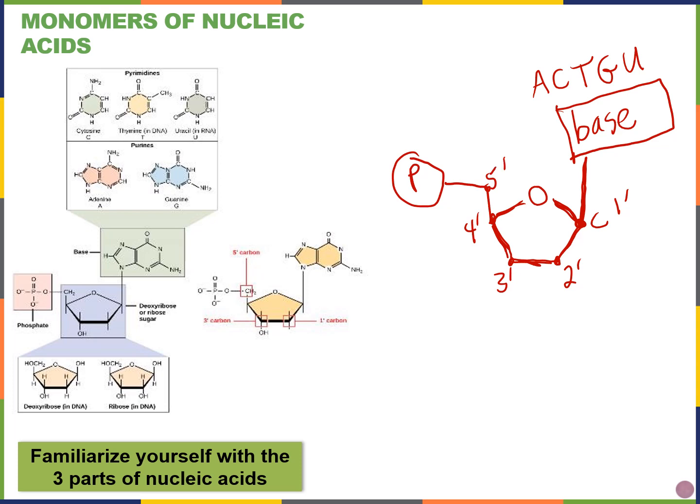And we actually say 1 prime. That little apostrophe stands for prime. 1 prime, 2 prime, 3 prime, 4 prime, carbon 5 prime, to differentiate it from the carbons that are found in the nitrogenous bases. So there we have a generic structure of the nucleotide.